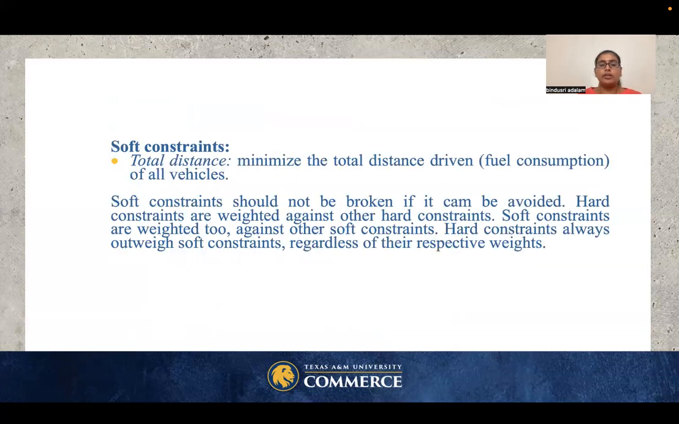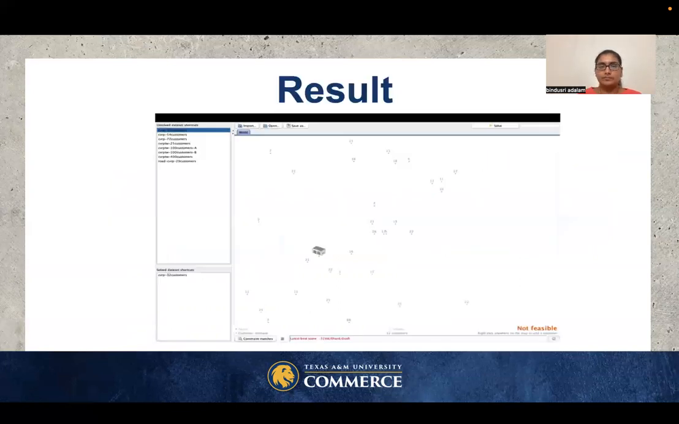Then coming to the soft constraints, we have total distance. We have to minimize the total distance driven by all the vehicles so that you can save the fuel. And soft constraints also should not be broken if it can be avoided. Hard constraints are weighted against other hard constraints. Soft constraints are weighted too against other soft constraints. Hard constraints always outweigh soft constraints regardless of their respective weights.